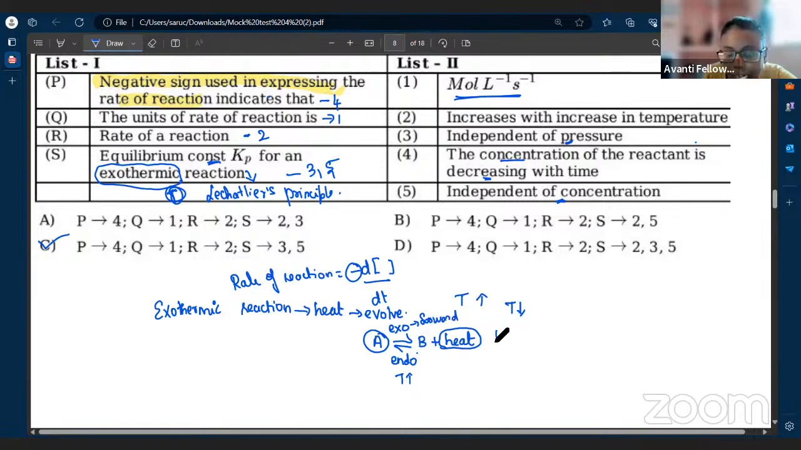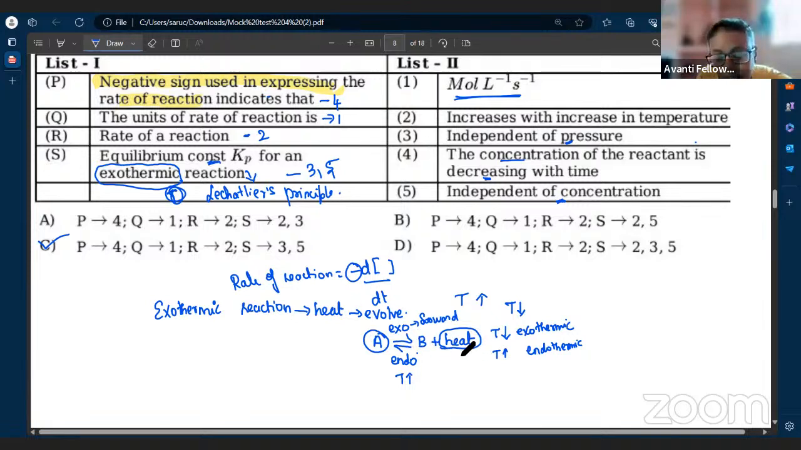So as the temperature decreases, which is favored? Exothermic is favored. When the temperature is increased, the endothermic side will be favored. Here the exothermic side is the forward reaction. So A will give more B by evolving the heat out.